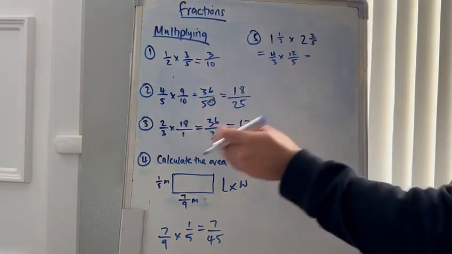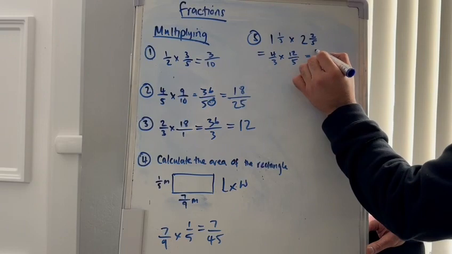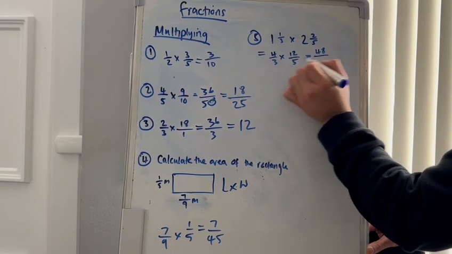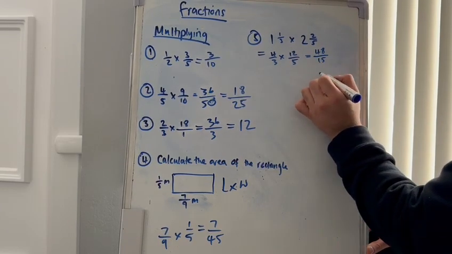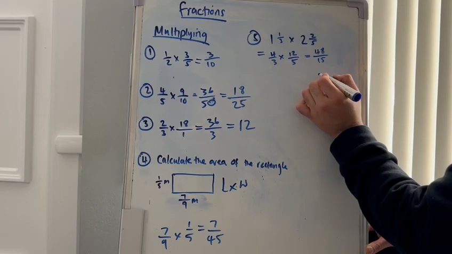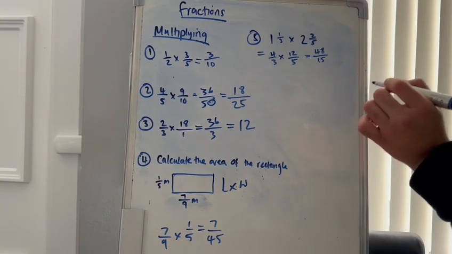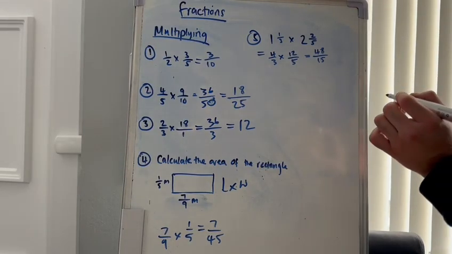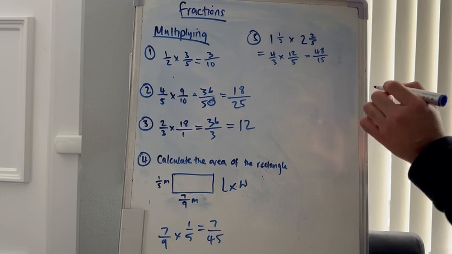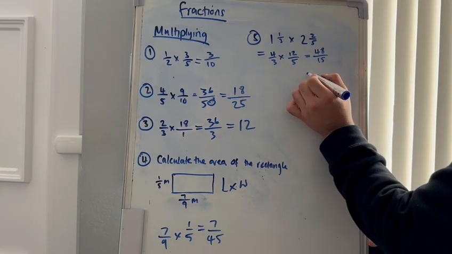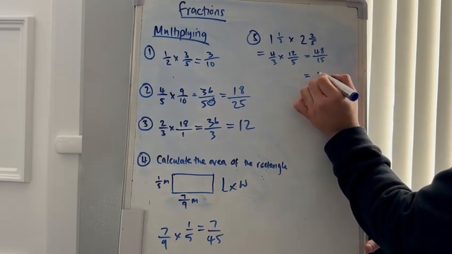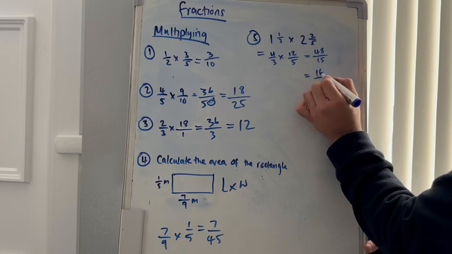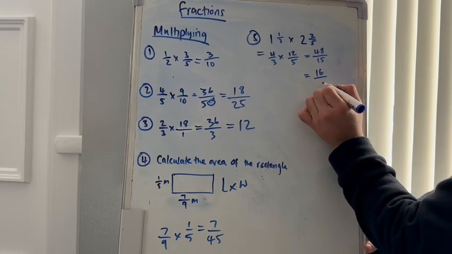Now it's the same as what I did over here. 4 times 12 is 48, and 3 times 5 is 15, and can they divide by anything? So I can divide both by 3. So if I do 48 divided by 3, I can get 16, and 15 divided by 3 would be 5.